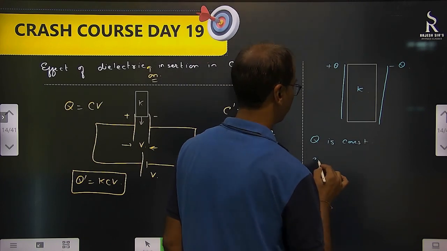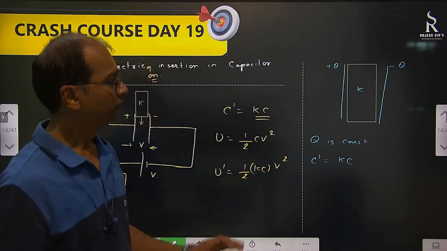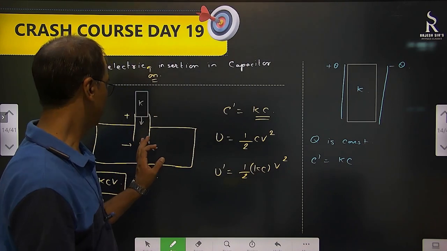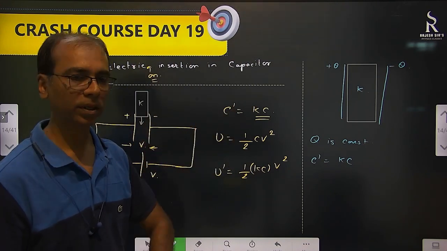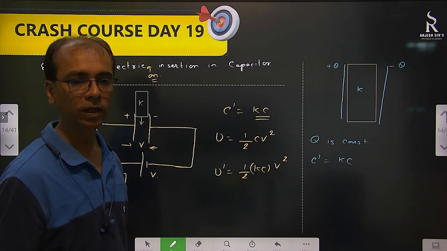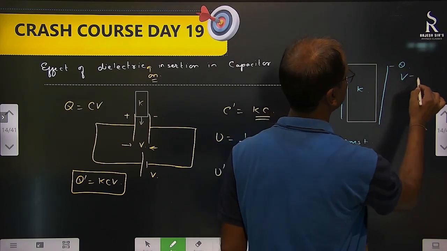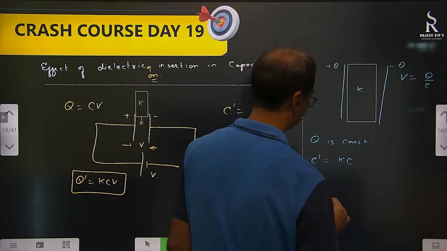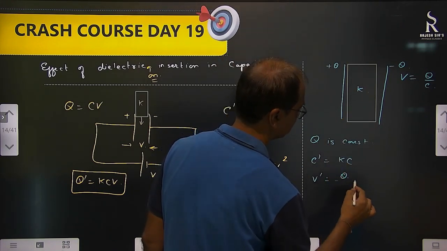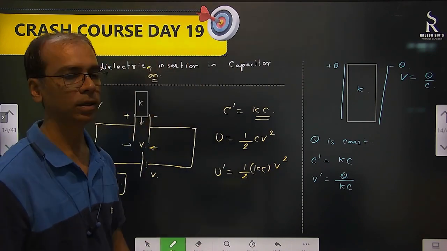But capacitance has increased. Whenever you insert a dielectric, capacitance is going to increase, whether it's connected with the battery or not connected with the battery. Okay. Then what about V? Earlier potential was Q by C, but now V dash is Q by KC. Q is the same, but capacitance has increased. So potential has gone down. It has become V by K.